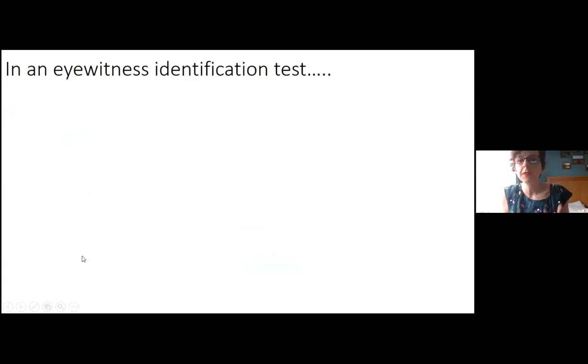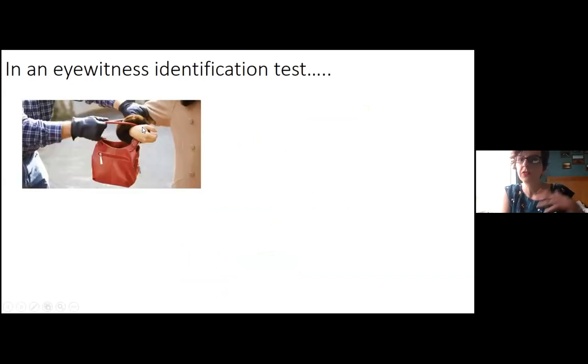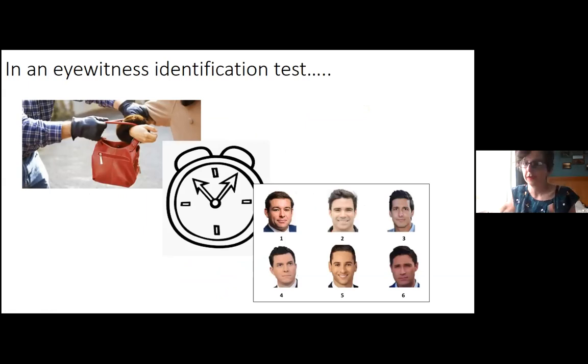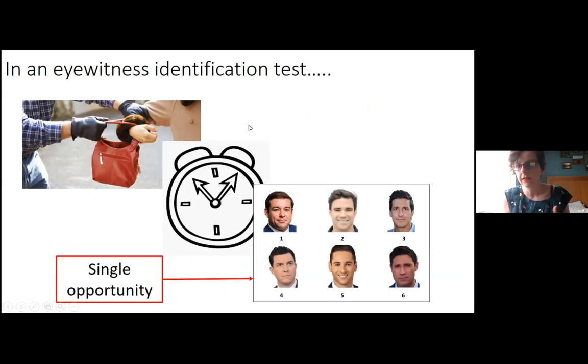So if you think about a typical eyewitness task, a witness will see some kind of event, then some period of time will pass, and they might be shown a lineup that consists of a suspect and some known innocent fillers. And we use our response to that single lineup, if you like, to try to make some kind of probabilistic inference about the likelihood that the suspect is guilty, which might be supplemented by things like confidence or response times or some other thing. But essentially, it boils down to this single one-shot opportunity.